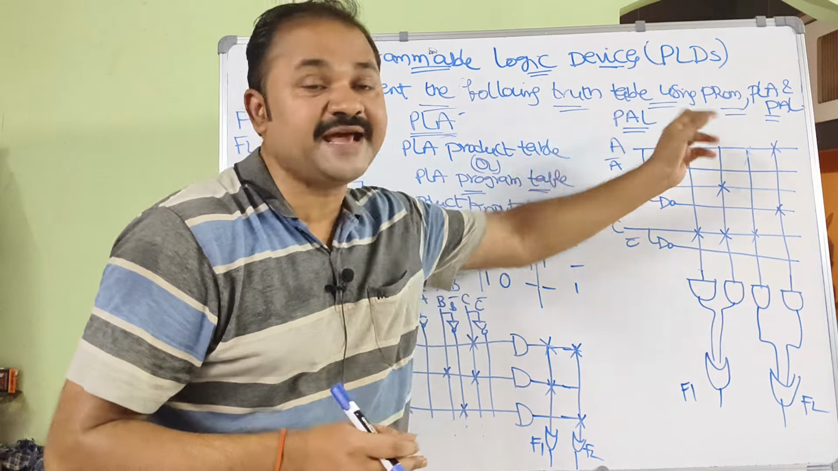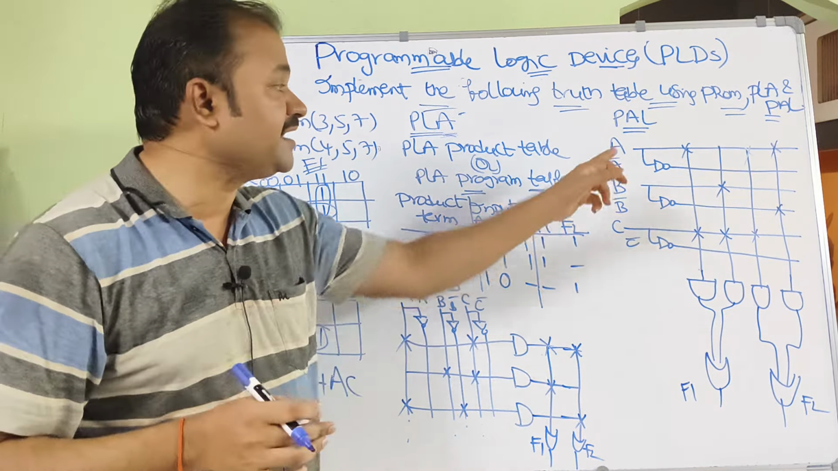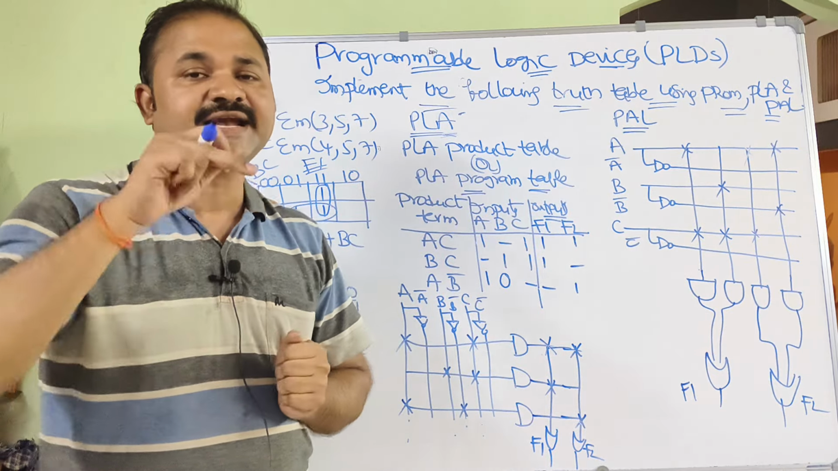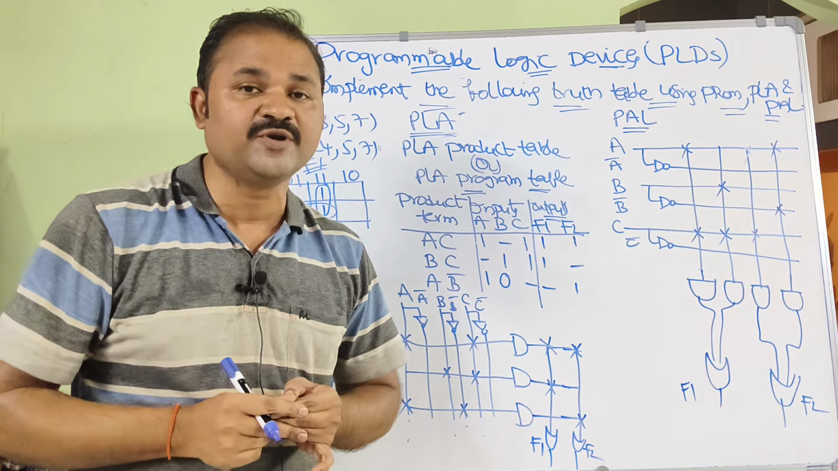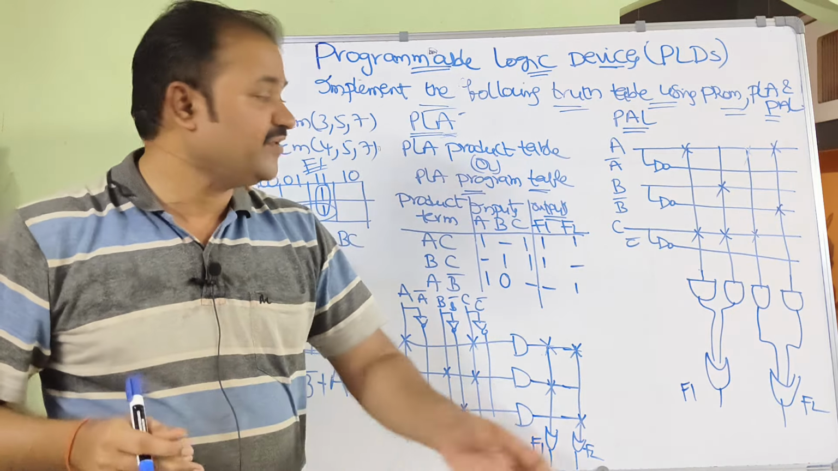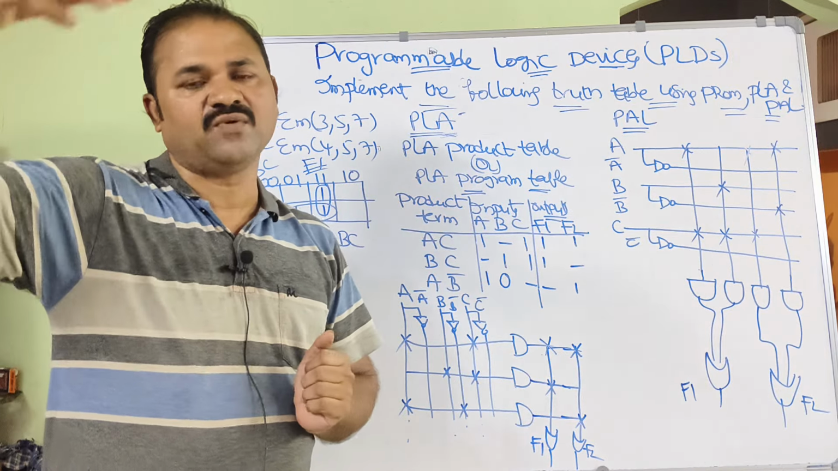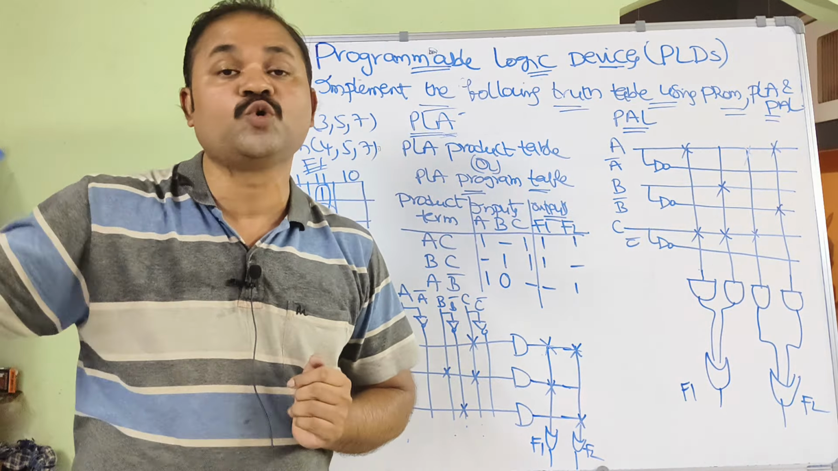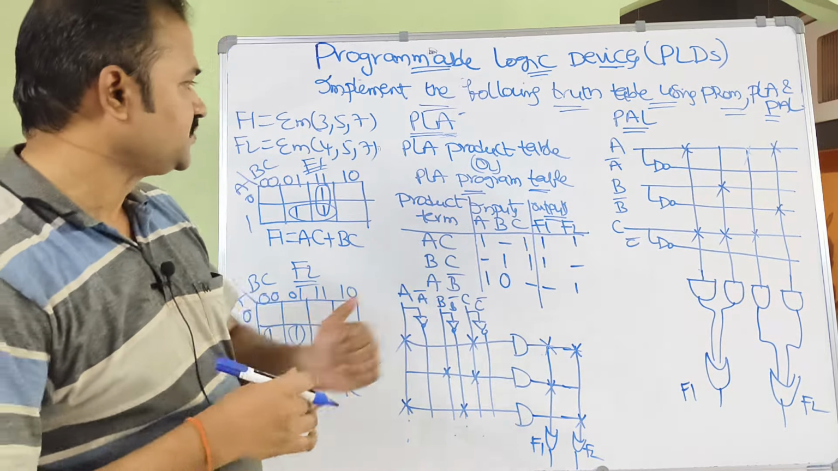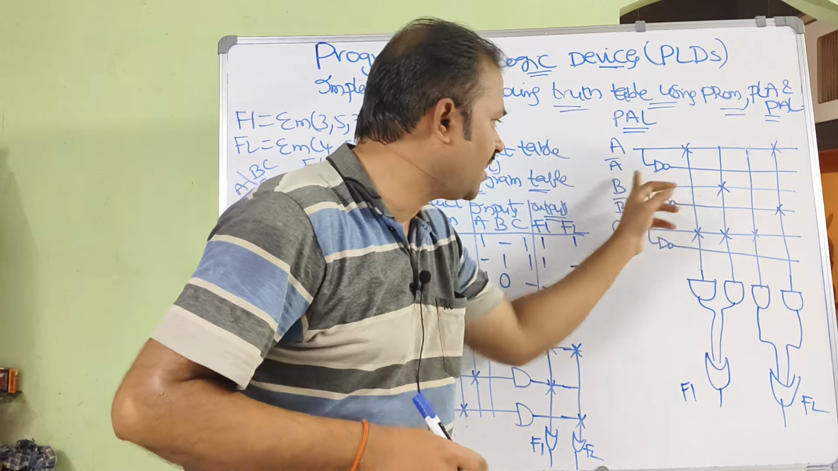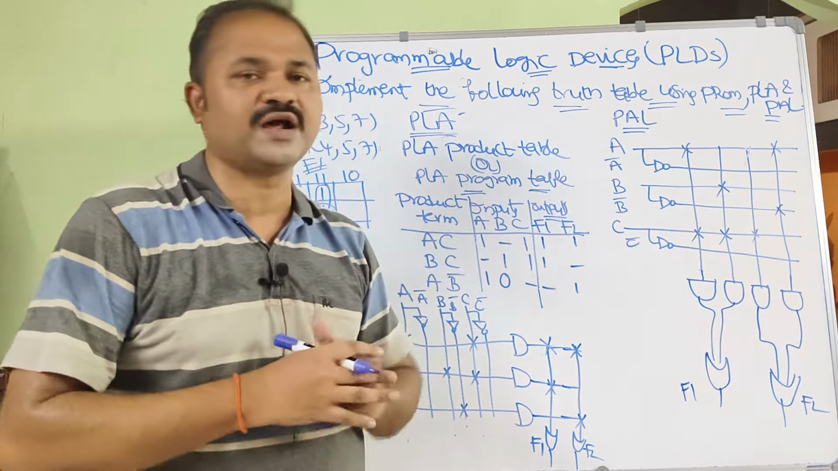Next, let us see the PAL implementation, Programmable Array Logic. What is PAL? It is entirely the reverse of the programmable read-only memory. In programmable read-only memory we have a fixed AND gate array followed by a programmable OR gate array. Whereas here we have a programmable AND gate array and a fixed OR gate array. So let us see here. These lines are A, A bar, B, B bar, C, C bar. Here the AND gates can be programmable.